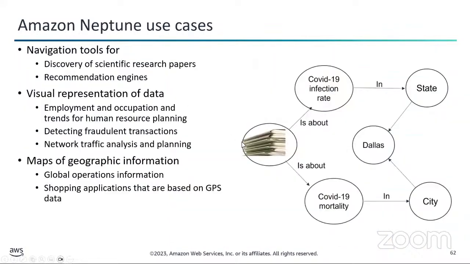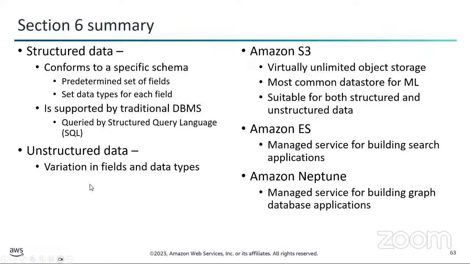For Neptune, this is a mathematical graph. It's not a numerical pictorial graph. When they call it a graph database, it's a mathematical graph. A mathematical graph has a lot of properties, with a whole graph theory behind it. Use cases include navigation tools for discovery of scientific research papers, recommendation engines, visual representation of data, detecting fraudulent transactions, network traffic analysis and planning, and so on and so forth.